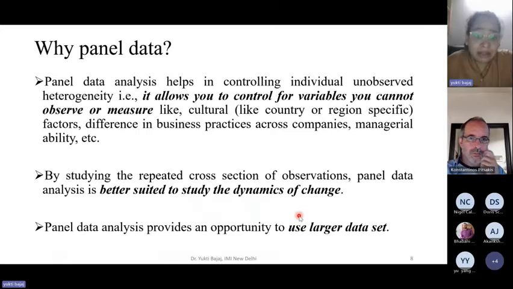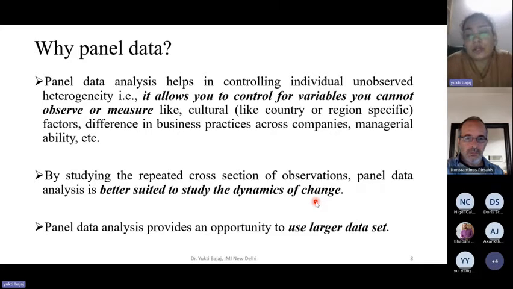Another benefit of using panel data is that now we are actually looking into the dynamics of change, because the moment you take multiple time periods into account, you are actually looking at how that particular variable is changing for one cross-section unit across time also. So this gives me the ability to look at the dynamics of change.